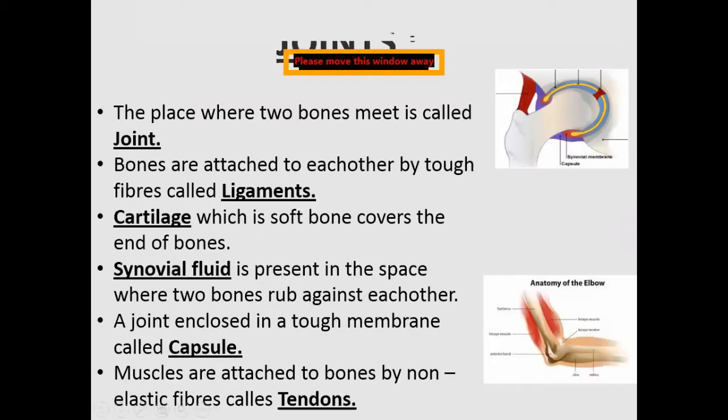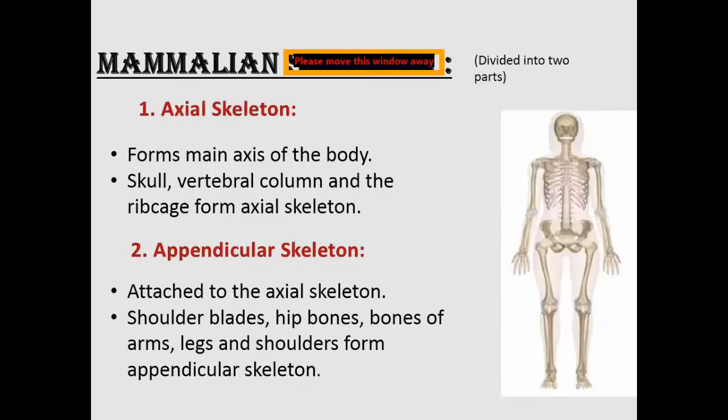Now the next term we have is joints. But before the joints, we missed one thing, that is the mammalian skeleton. We are talking about mammals. The mammalian skeleton is divided into two parts. What are the parts? The first is the axial skeleton, and the second is the appendicular skeleton.